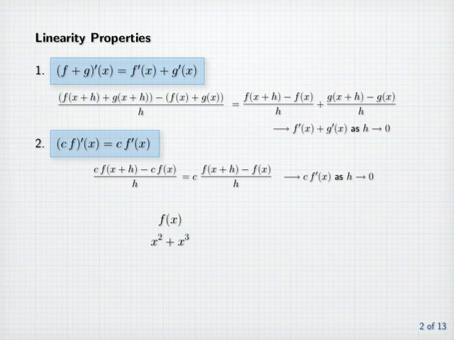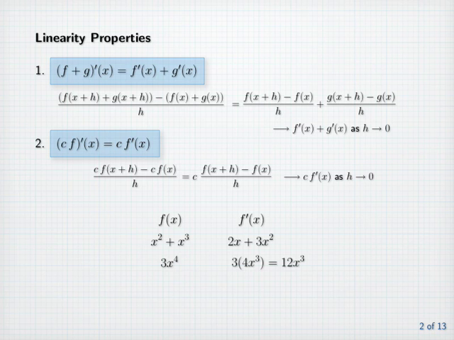For example, if f of x is x squared plus x cubed, then f prime of x can be computed by simply taking the derivative term by term. The derivative of x squared is 2x, and the derivative of x cubed is 3x squared using the power rule. So the derivative of x squared plus x cubed is 2x plus 3x squared. The derivative of 3x to the fourth is simply 3 times the derivative of x to the fourth, which is 3 times 4x cubed, or 12x cubed.